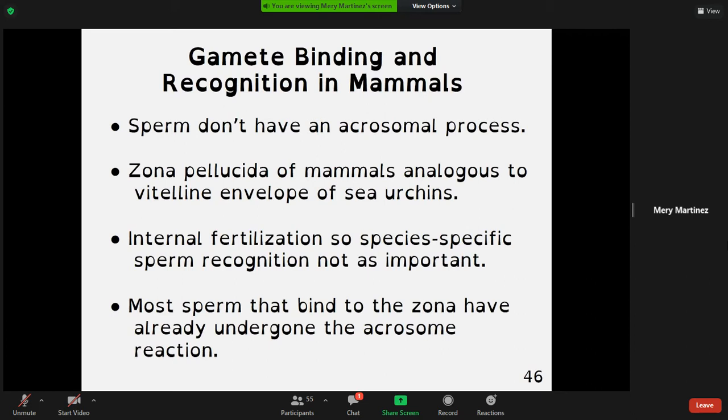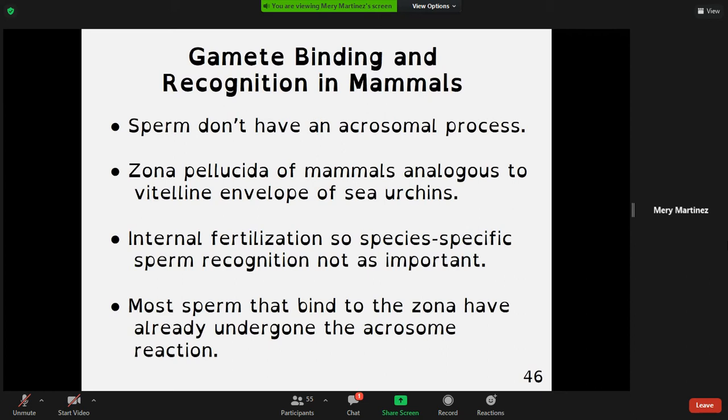The mouse zona pellucida is made of more or less three, although later papers have mentioned a little bit more, but normally we're going to have three major glycoproteins in the zona pellucida. We have ZP1, ZP2, and ZP3. ZP is simply zona protein, okay? So three different zona pellucida proteins that are like the key and the lock in this system.